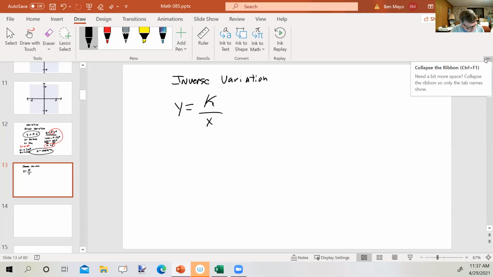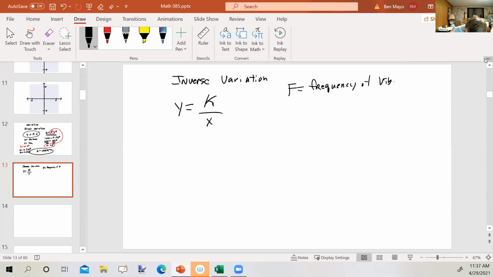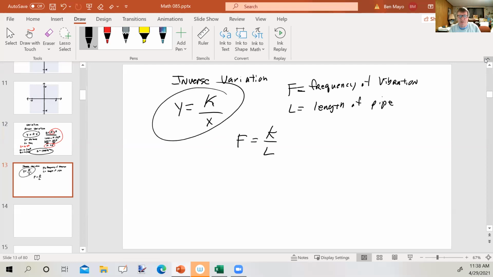Okay, so we got the frequency of vibration. So let's see, we'll say F equals frequency of vibration of the pipe, inversely proportional to the length of the pipe. So L equals length of pipe. The frequency of vibration varies inversely to the length of the pipe. So we'd have F equals K divided by L. So it's of the same form, but we're using different variables.